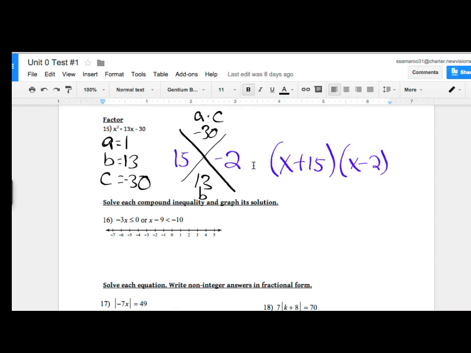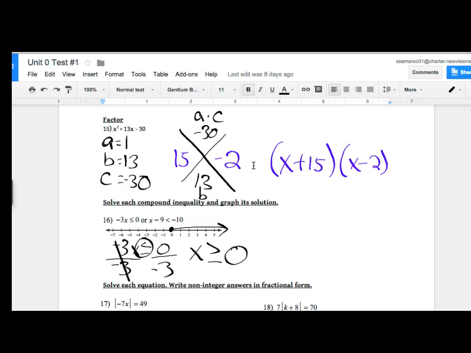Right, so for 16, I'm going to separate this again and rewrite it. I have negative 3x is less than or equal to 0. I know that I'm going to divide by a negative 3 so I can get my x by itself. The 3 cancels out, and remember I need to flip my sign because I've divided by a negative. So now x is going to be greater than or equal to 0. I'm going to graph that before I forget. My point is going to be a closed circle at 0, and I know that it's greater than, so it's going to be everything to the right.